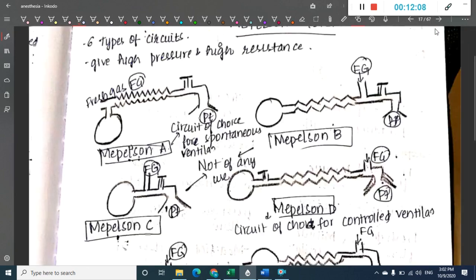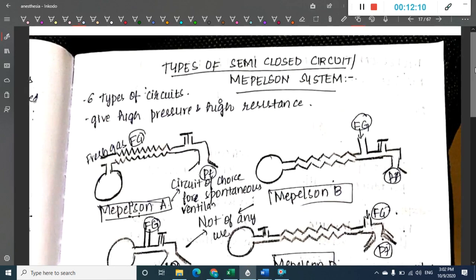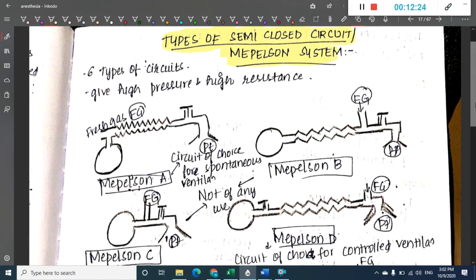Okay, now we have learnt about the closed and semi-closed circuit functioning. Now let us learn about the types of the semi-closed circuit. These are also called Mapleson systems. There are 6 different types of semi-closed circuit. What does this semi-closed circuit give? They give both high pressure and high resistance to the airflow.